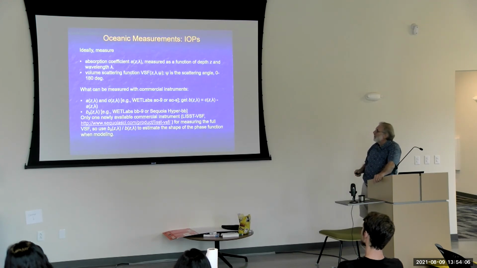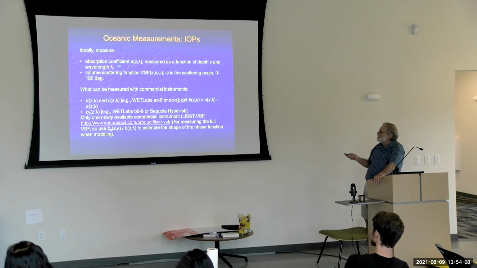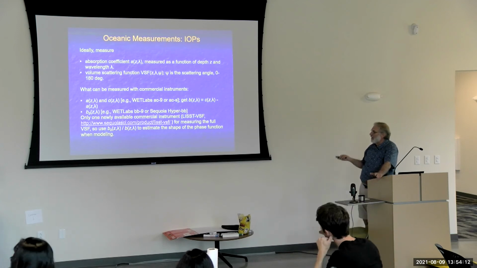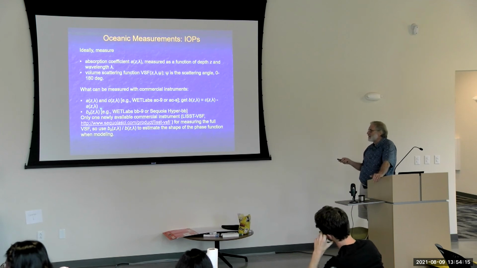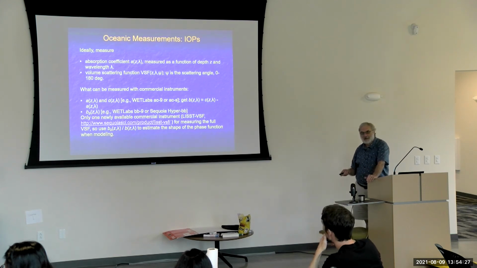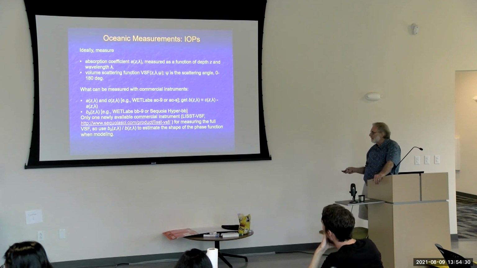Okay, so ideally, you would measure absorption, and you'd measure the volume scattering function. What you're really going to say is, I can measure A and C from an ACS. I can get B from C minus A. I can get BB from this instrument. I'm just not going to have the full volume scattering function, but I'll have to live with that.